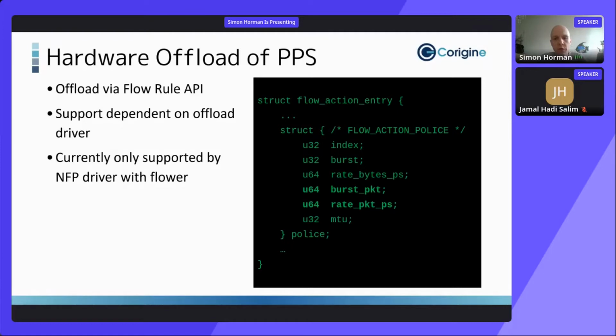The driver receives these, and as I mentioned, we only allow either byte per second or packet per second, not both at the same time, although this interface would support that. And so the driver, we taught all the drivers that make use of this, that if they see these 2 fields in bold, the burst packet or the rate packet PS fields being non-zero, they should reject the offload because it would not be supported by them at this time.